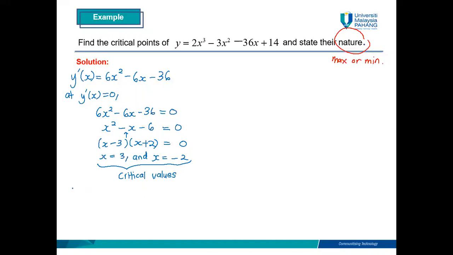Now we want to find the point lah. So macam mana nak find the point? This one jangan confuse. Kita nak cari critical point kat mana? So you kena substitute critical value, substitute dekat mana? Substitute critical value in the original function. Kita nak cari critical point, we substitute the critical value into the original function.